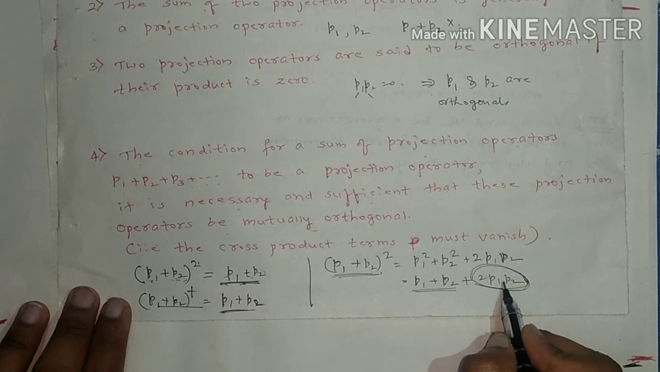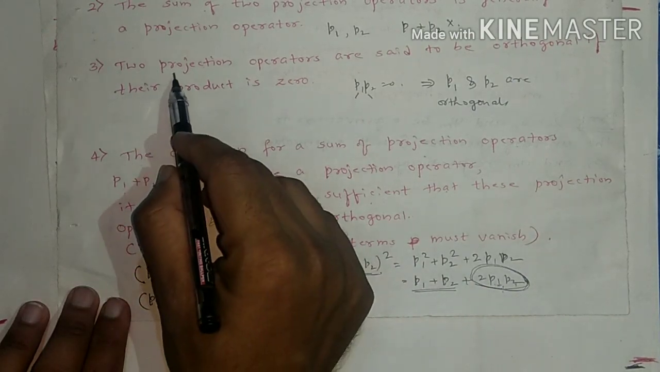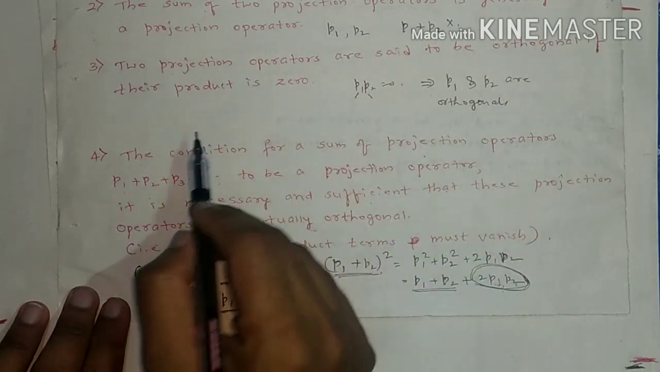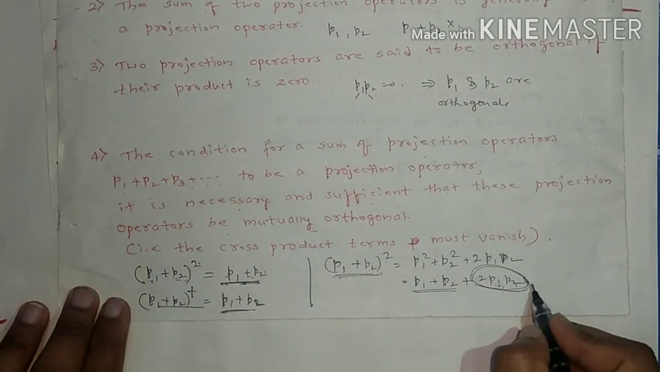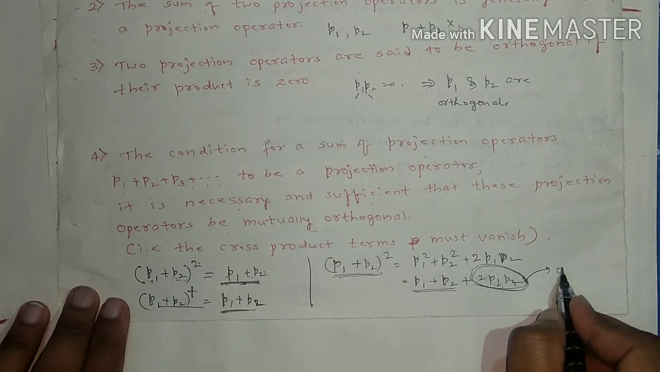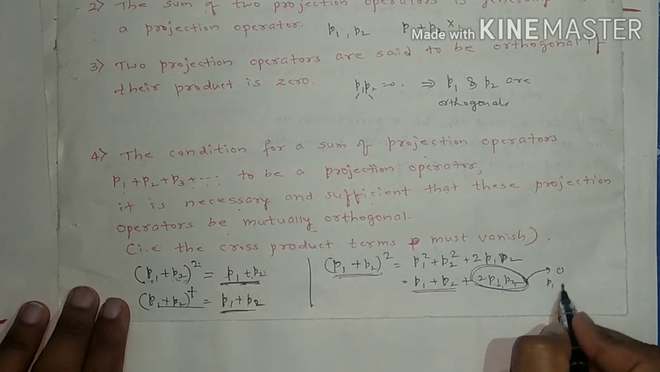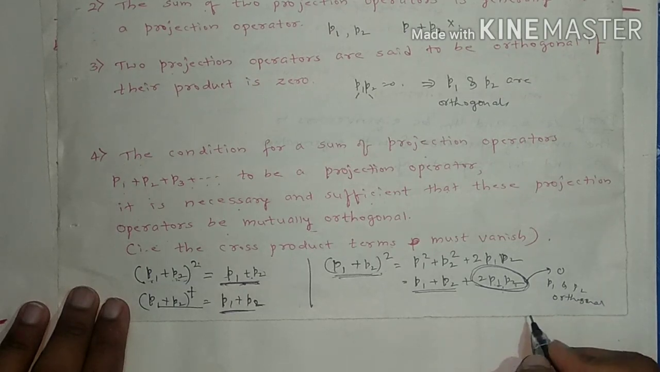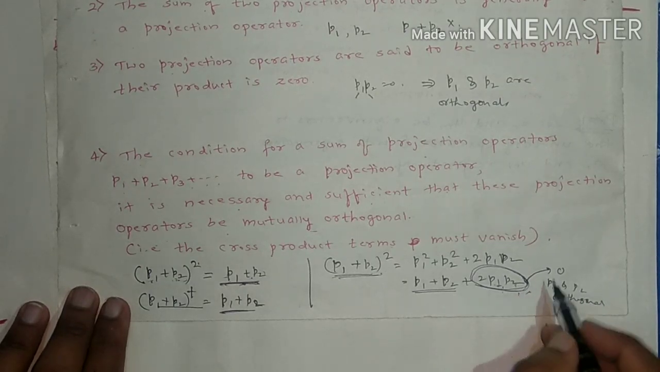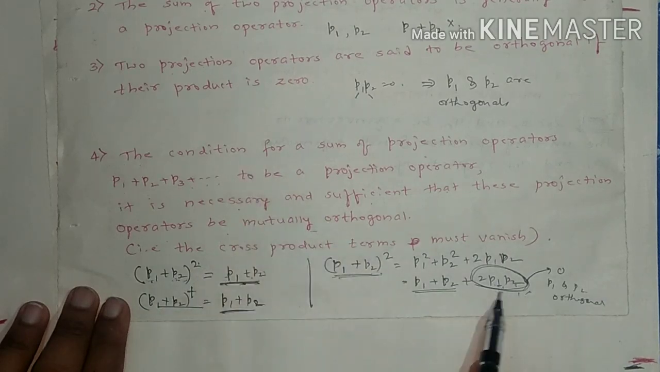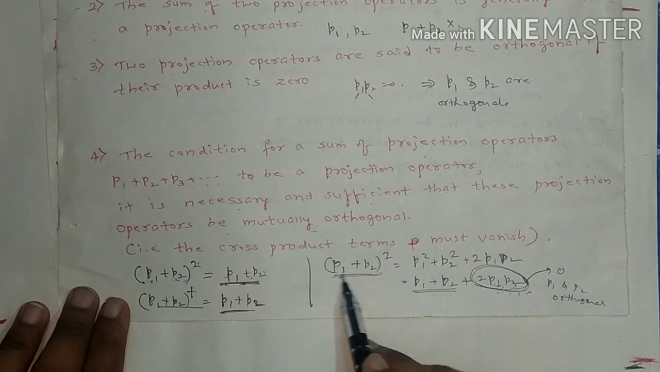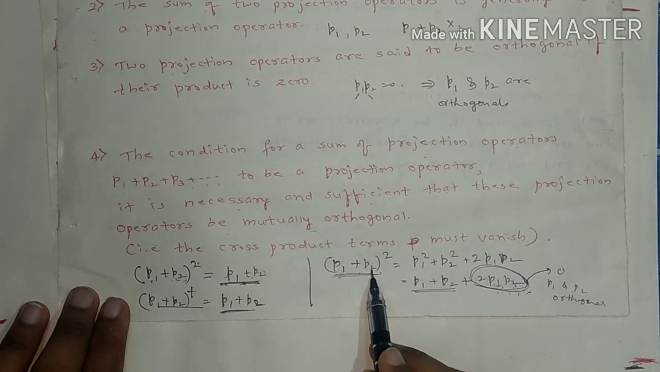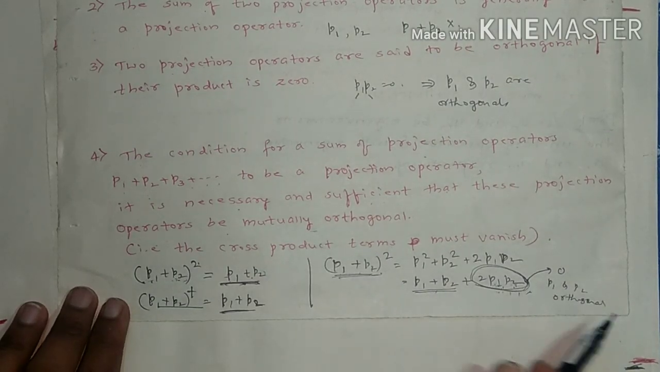So what is this additional term? P1 P2. We have seen that two projection operators are said to be orthogonal if their product is 0. So if we want to make it 0, then P1 and P2 should be orthogonal. So that's the condition: if P1 and P2 are orthogonal, then only the sum of two projection operators will be a projection operator.